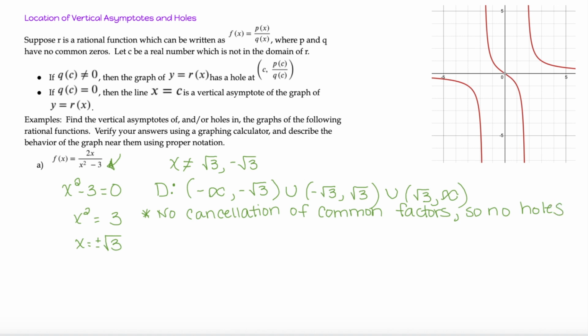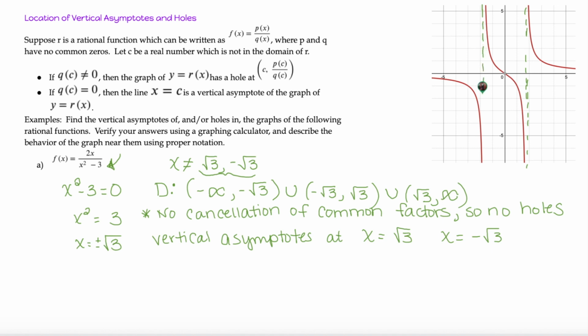Notice then that these x values, before we simplify, these will be our asymptotes. We have vertical asymptotes at x is equal to the square root of 3 and x is equal to negative square root 3. It's kind of hard to, since it's a weird decimal, we can see that our graph is approaching those two places, but not actually going to touch them.